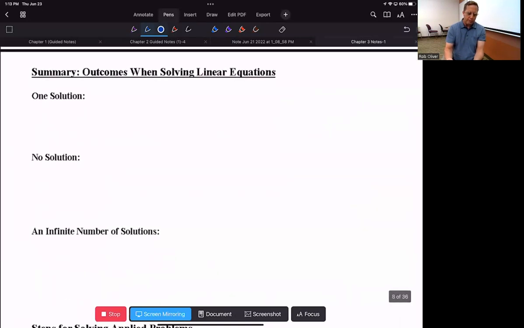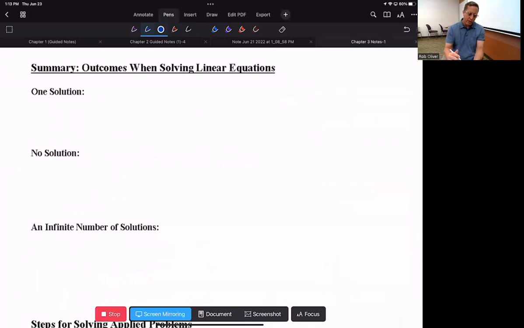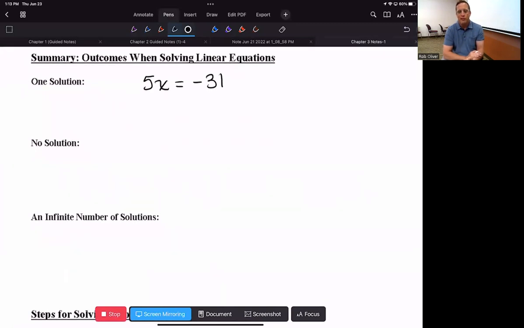Okay, so let's go through the summary here. Outcomes when solving linear equations. What are the outcomes going to look like? Well, when there's one solution, I'm going to show you, let's get down to a point where it's a one-step equation. So if you have an equation like 5x equals negative, even if it doesn't work out perfectly, right there, that has one solution. That's like one of the first things we talked about in chapter 3. Now, it's not a very pretty solution, but it's a solution nonetheless.